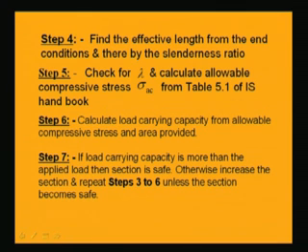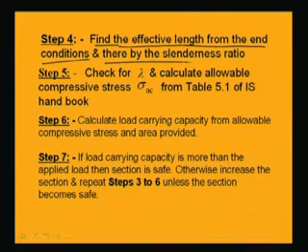Next we will find out the effective length from the end conditions, because depending on the end conditions the effective length will vary. It may be 0.65 L, it may be 1.0 L, it may be 2.0 L. So it depends on the restraint condition at the end of the member, and thereby we will find out the slenderness ratio. Slenderness ratio means lambda, which is L by r.